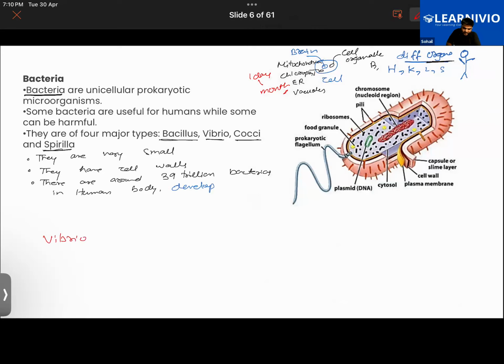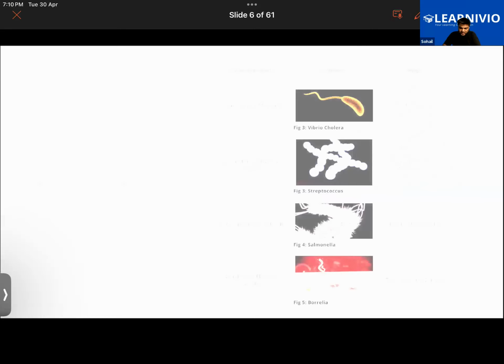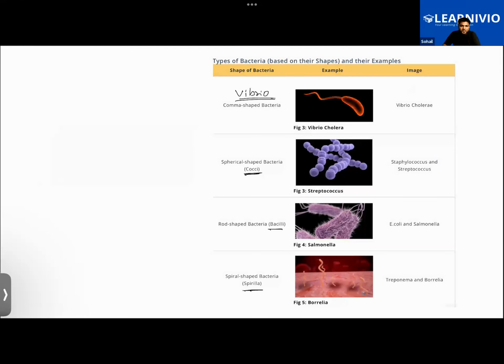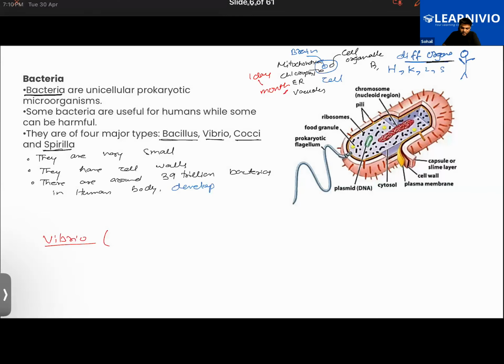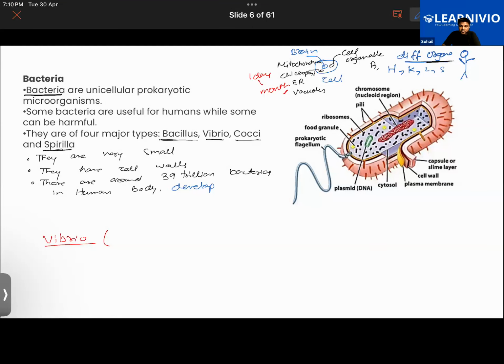Give example of Vibrio, comma-shaped bacteria. Okay, you guys want to see the slide once more? Yes, sir. Just look at it once more. Okay, these are the examples. Okay, give an example of Vibrio bacteria having a comma shape. Vibrio cholera. Good.